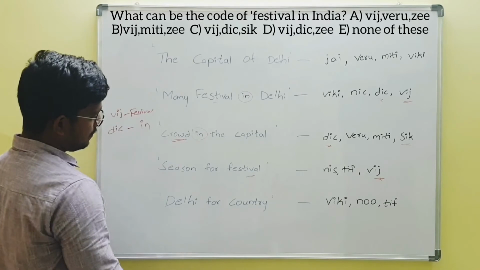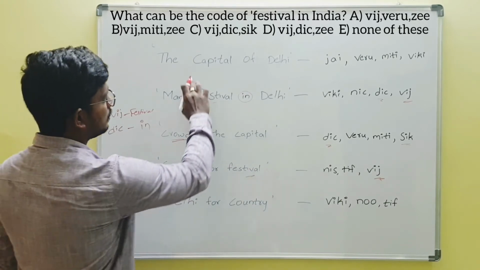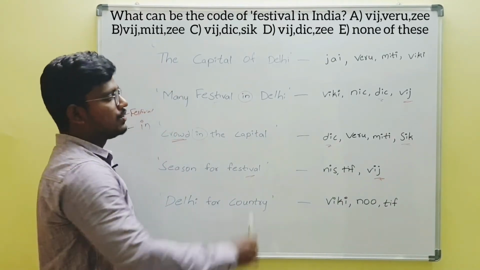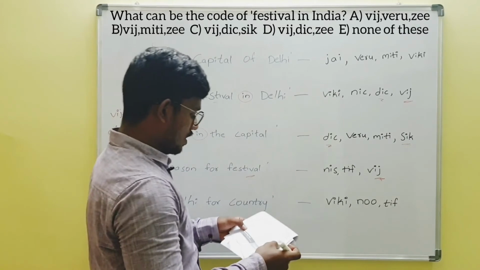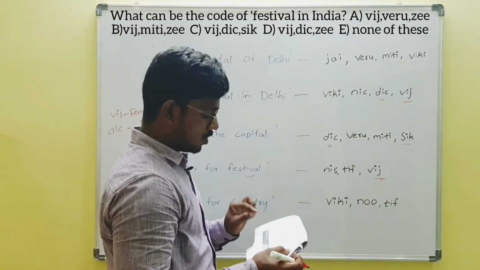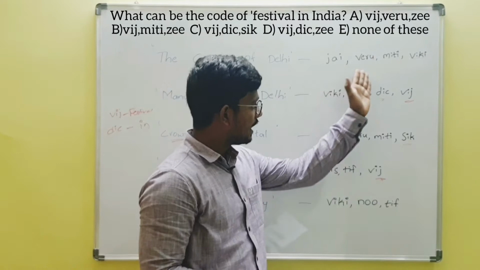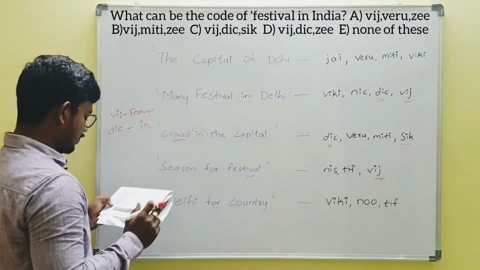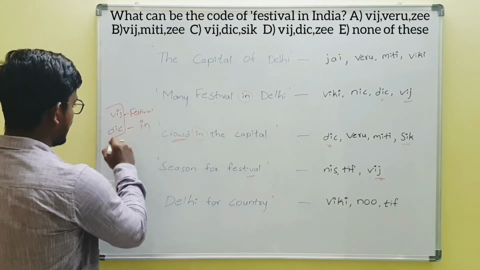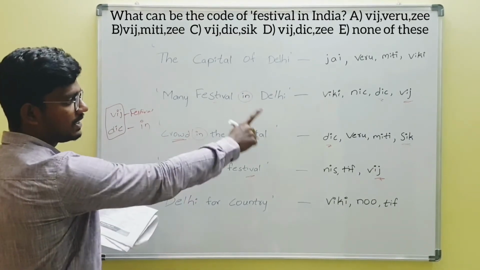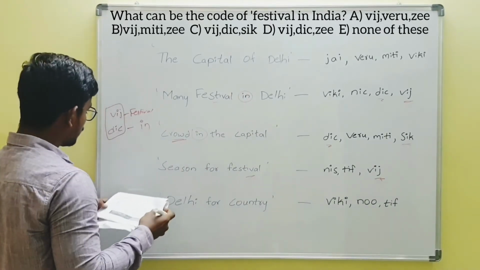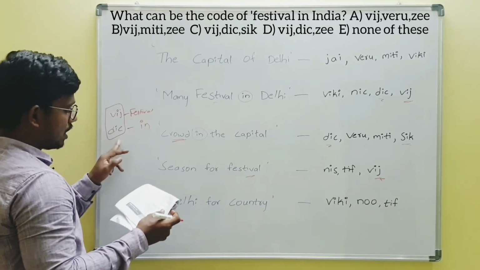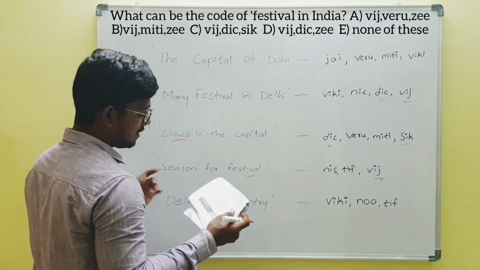So DIC is the code for in, and the other word is India. See, in which statement is India used? The capital of Delhi, many festival in Delhi. So here India is not used in any of the given statements. So we have to take the code such that it is not there in any of the codes given. Okay. So in my coding, I have to get DIC and another code which is not present in the given codes. So I have the options here as VIJ, VERU and ZEE. As there is no DIC in the first option, I am eliminating it.